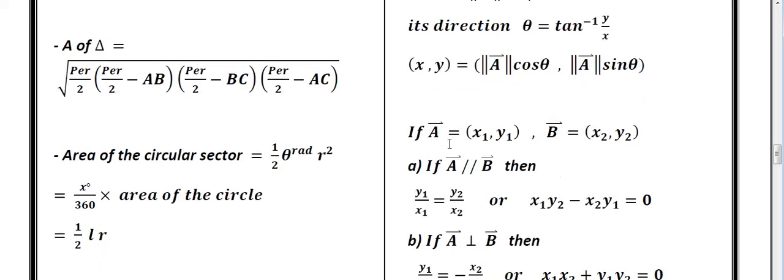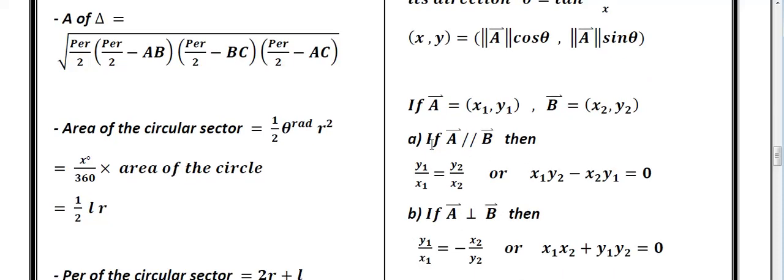If vector A equals (x1, y1) and vector B equals (x2, y2), here we have a rule: if vector A is parallel to vector B, then x1 over x2 equals y1 over y2. Or you can find the slope of A and the slope of B. Again, y1 over x1 equals y2 over x2. The slope means the slope of vector A.